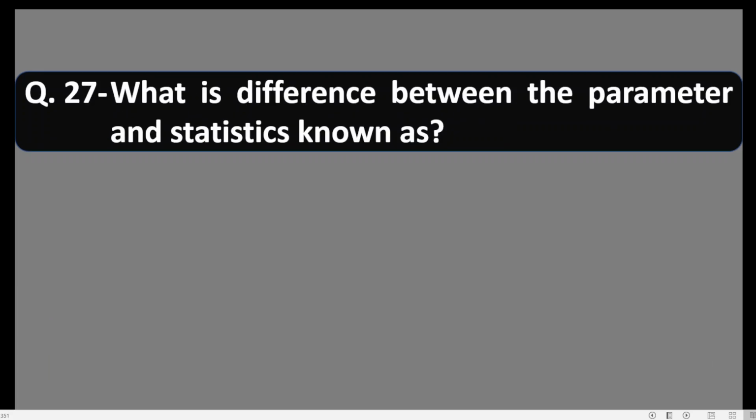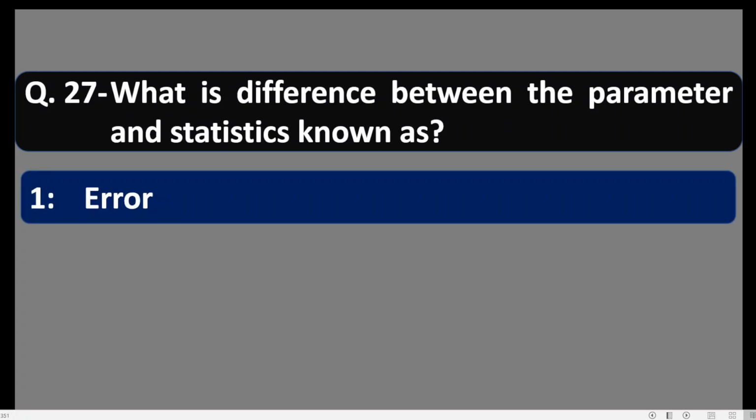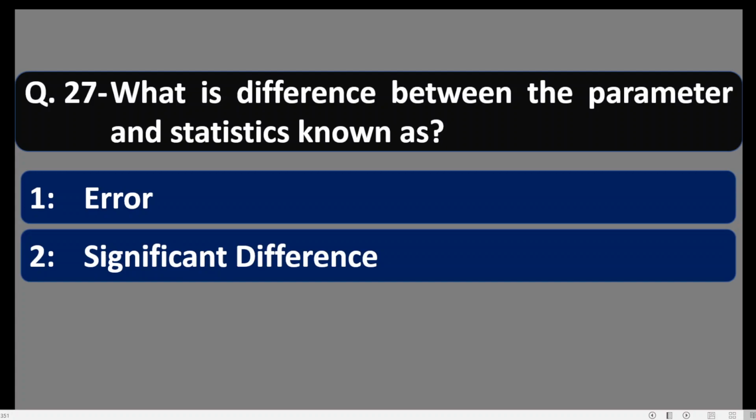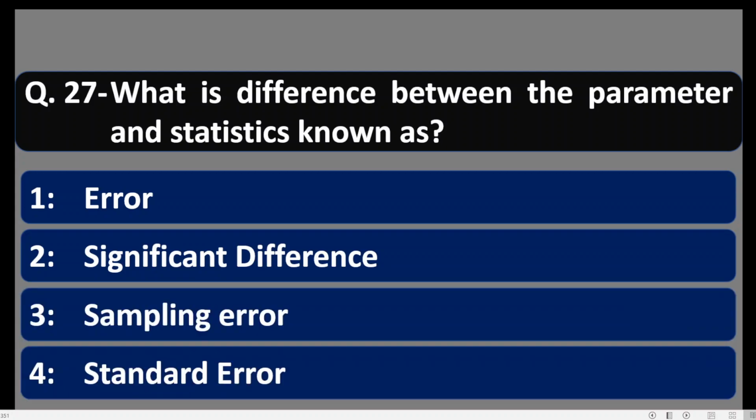What is the difference between the parameter and statistics known as? Number 1, error. Number 2, significant difference. Number 3, sampling error. Number 4, standard error. Friends, here we have to compare parameter and statistics.